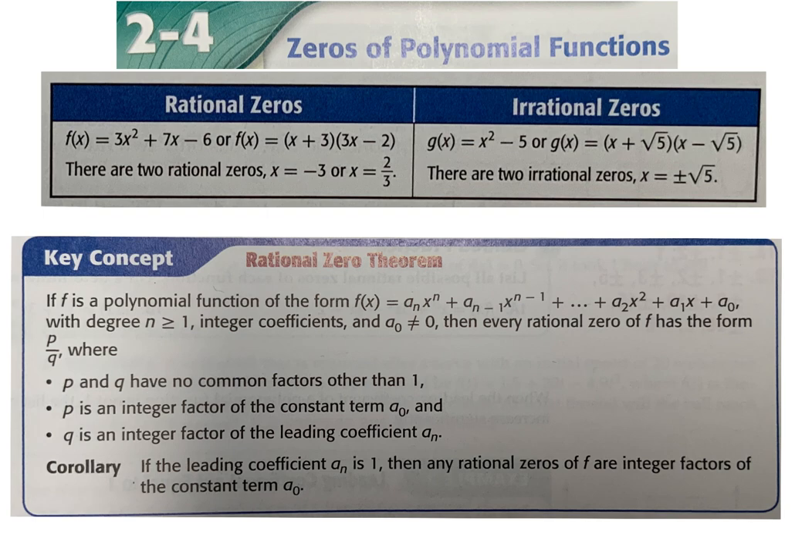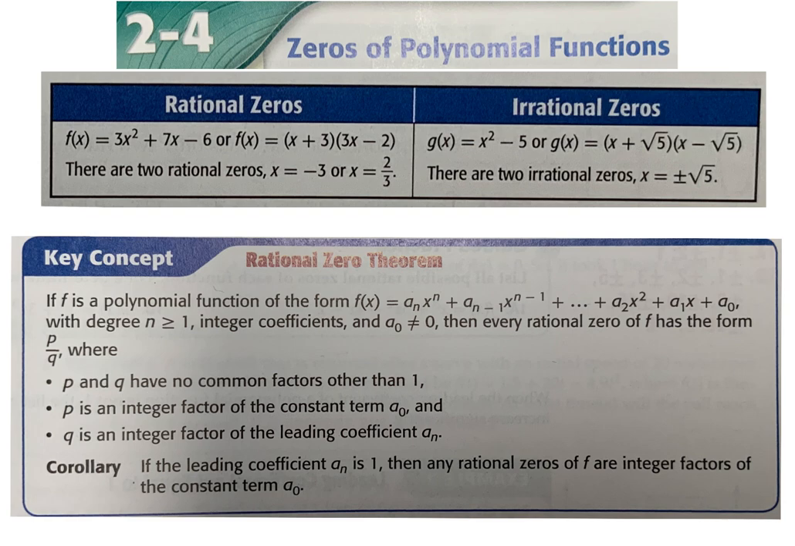Then they talk about this theorem. Key concept here: if f is a polynomial function with a degree greater than or equal to 1, meaning it can't be a constant function, with integer coefficients, and your leading coefficient is not 0 and your constant is not 0, then every rational zero has the form p over q. So what they're telling you is that your zeros will be a factor of either your first number or your last number of your polynomial. That's how it works out.